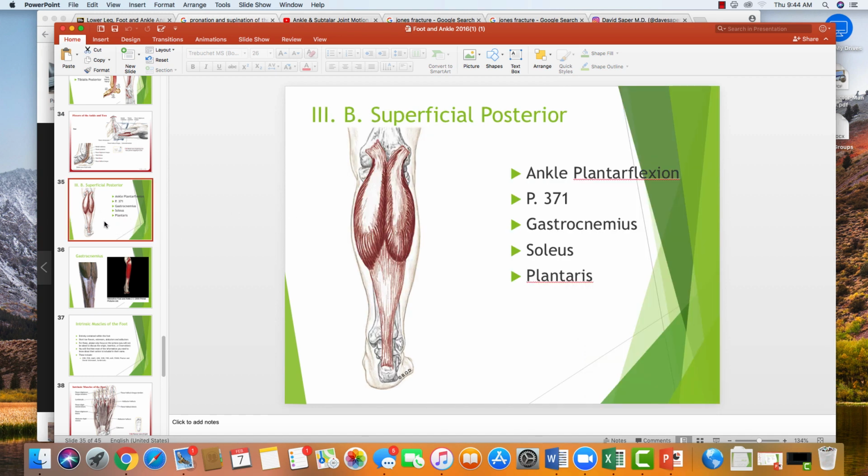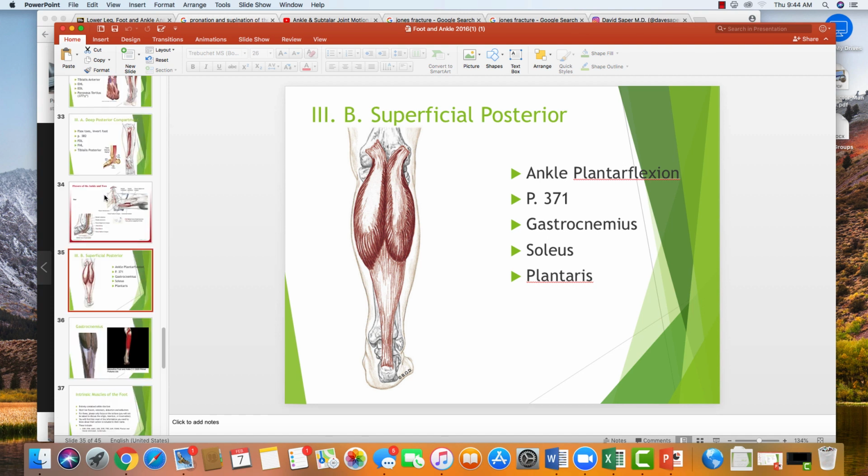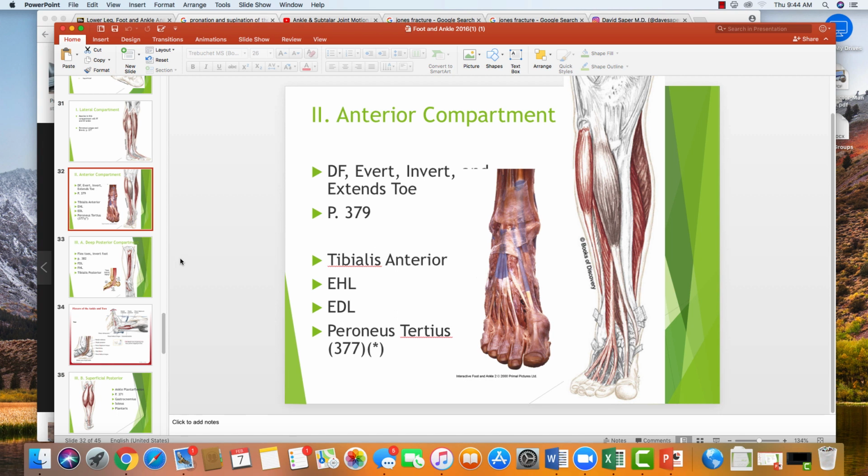The next compartment, the anterior compartment, I forgot about that one. So the anterior compartment is responsible for DF, dorsiflexion, inversion, and extending the toes. And that's page 379 of your book. There are 4 muscles that make up the anterior, or the front, compartment. That's the tibialis anterior. That is a muscle that's responsible for dorsiflexion. If you've ever heard somebody talk about having shin splints, it's usually the tibialis anterior that is responsible for that. But it has some role in inverting the foot and also dorsiflexing the ankle.